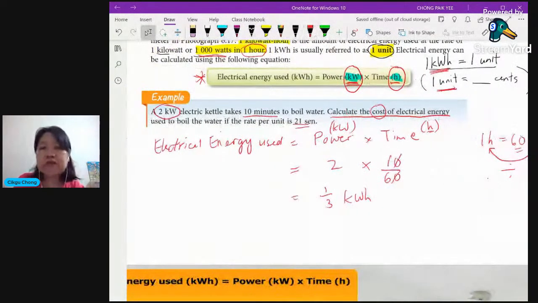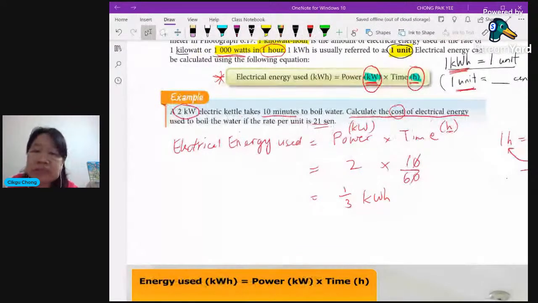But if this is a final answer, you have to put it in decimal. It looks better. Right? You don't usually put your answer in fraction. It looks a bit odd unless you're doing mathematics in fractions. So in all the other answers, you usually put your answer in decimal if it is a final answer. So it's not final yet because we have to count the cost. You use 1 over 3 kilowatt hour. That means how much? This one equals how many cents?